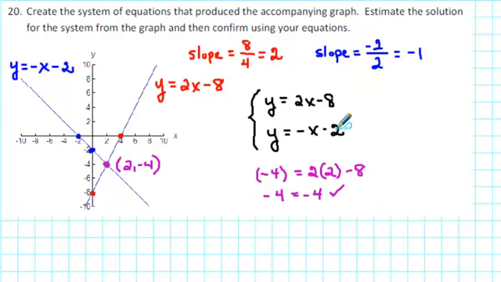We need to also check and make sure that it satisfies the second equation. So we substitute -4 for the y, substitute 2 for the x. We get -4 on the left hand side, and -2 minus 2 is also -4. That checks out as well. The point 2, -4 satisfies both equations in the system, so 2, -4 is the solution. The solution is 2, -4.